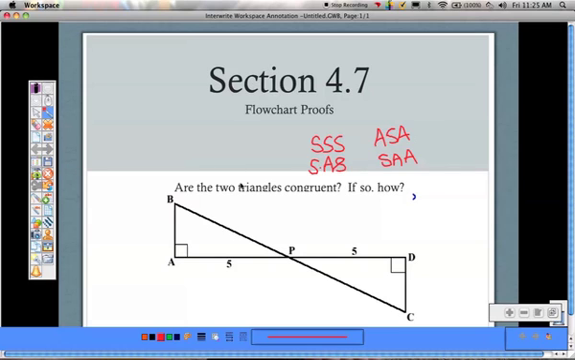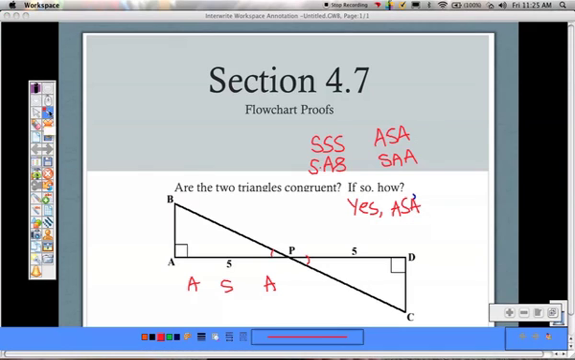If we take a look at this right here, they have AP and PD match. We have this angle right here, and also we know vertical angles are congruent. So we have angle, side, angle. So we're going to say yes, by angle, side, angle, the triangles are congruent.